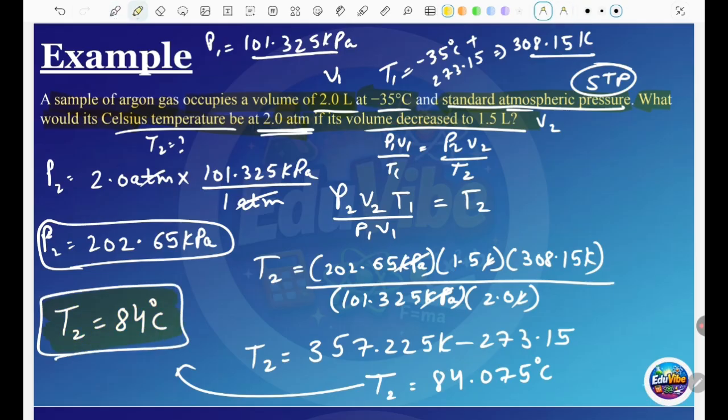As I told you, sometimes you get kPa in one place and atm in another, so you have to convert. Converting atm to kPa is easy, so I convert this into this, then you put it in, and that's the answer. So it's 84.0 degrees Celsius. That's all the work you have to do for this question to get the answer. In this law, you get long calculations.